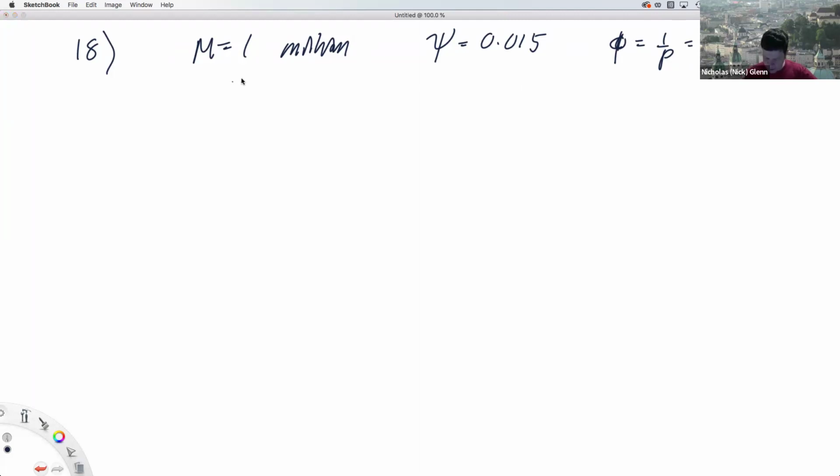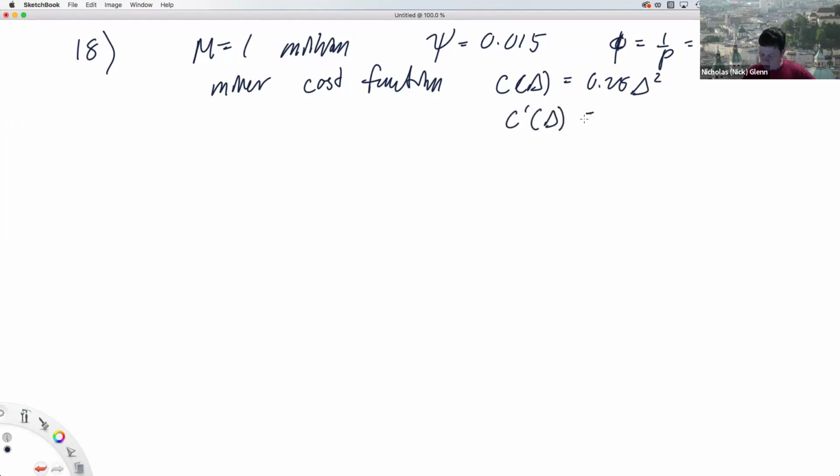All right. What about the entrepreneur, this miner? This cost function: delta is the amount of tokens that's created, and its cost as a function of the tokens created is 0.25 delta squared. And we need the derivative of this. Take the derivative of that, it's going to be 0.5 delta.